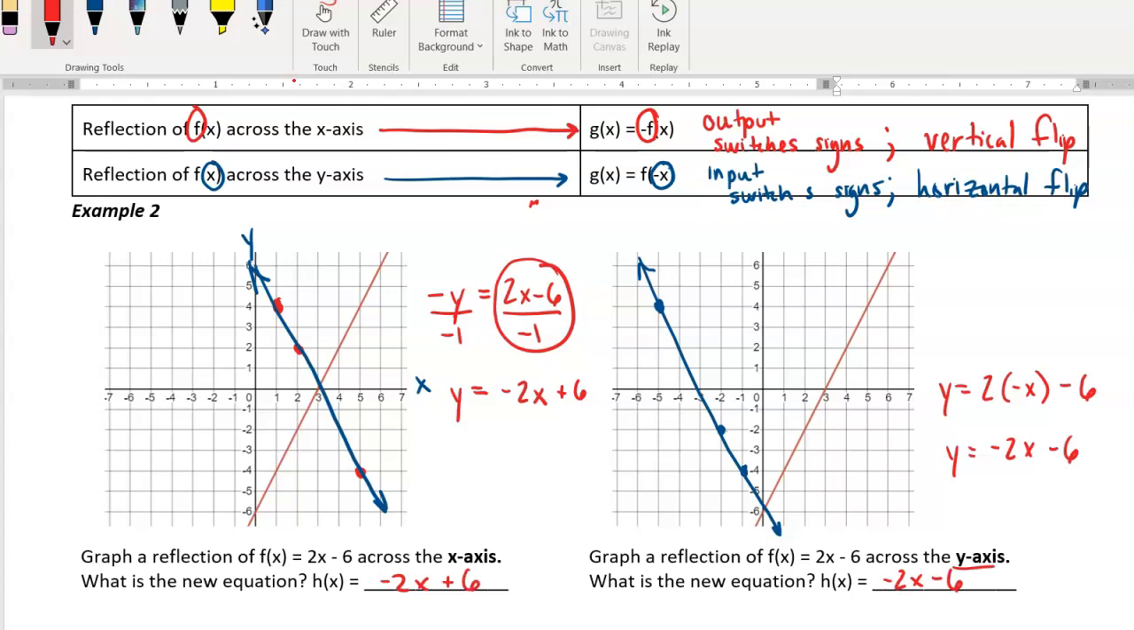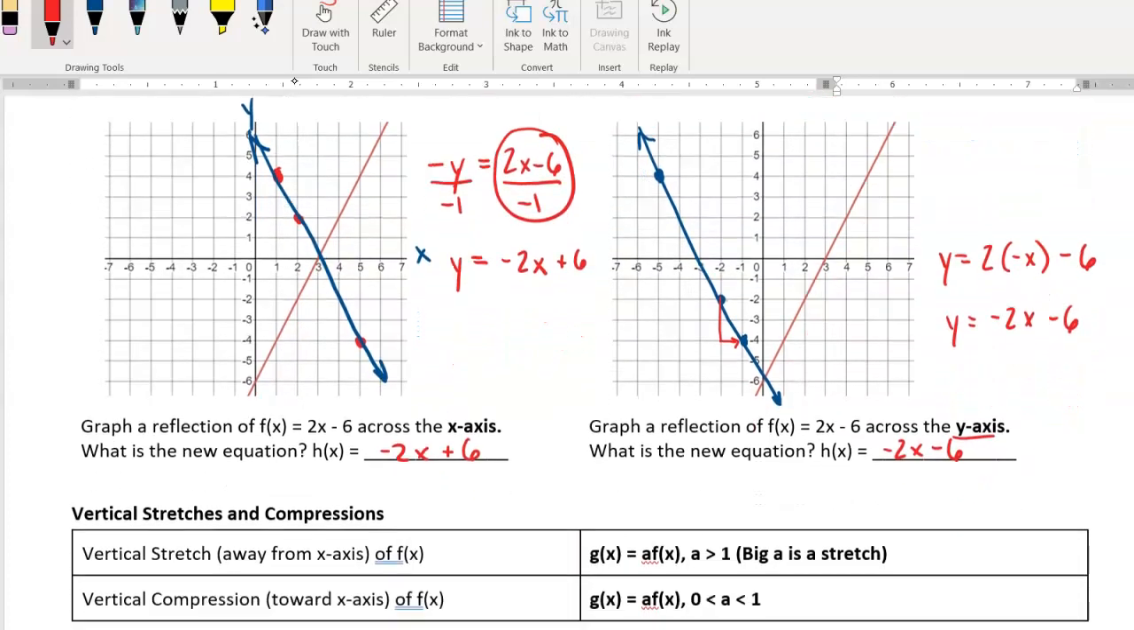If you check, remember our slope-intercept form. This new equation is saying our slope is negative 2 and has a y-intercept of negative 6. Sure enough, this blue line has a slope, we can go down 2 over 1. So it's got a slope of negative 2, and it has a y-intercept of negative 6.